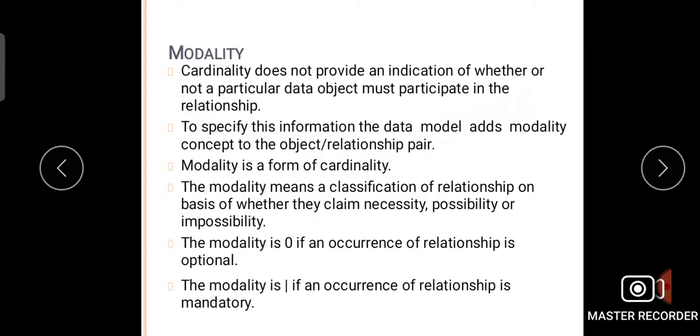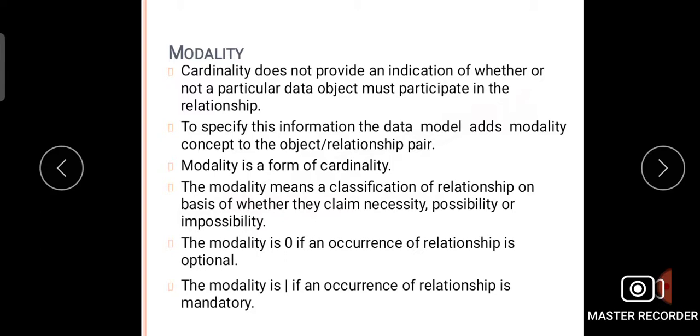Today we are going to discuss a new topic of the subject FOSD. Today our topic is modality. In a previous video lecture we have already discussed cardinality, and now we are going to discuss modality. The cardinality topic is a very important topic of the GTU exam. So what is modality and how does it work?